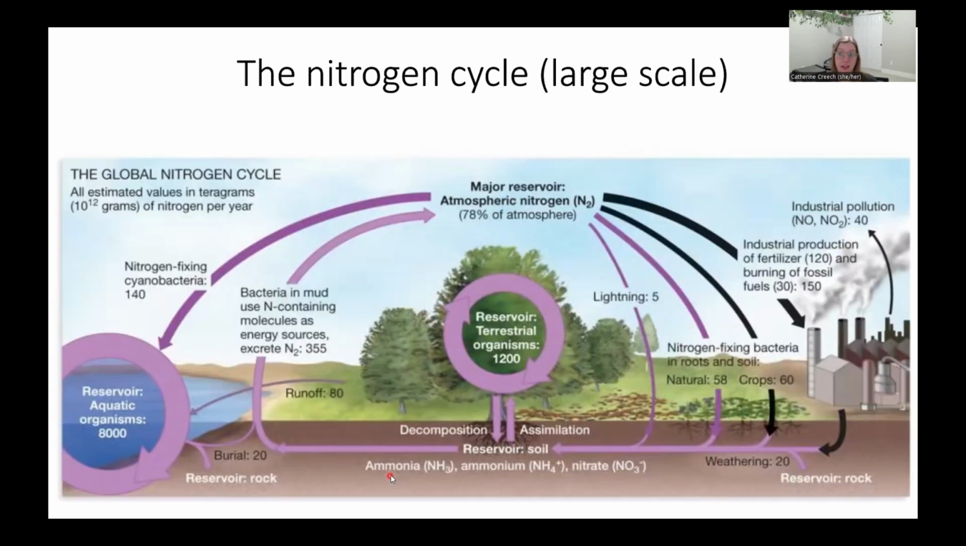We have large scale and small scale of nitrogen cycle as well. So in these diagrams, we're still looking at the thickness of the arrows as an indicator of volume, but now we have two different color arrows. We have purple, which are natural systems, and we have black, which are human-made systems.